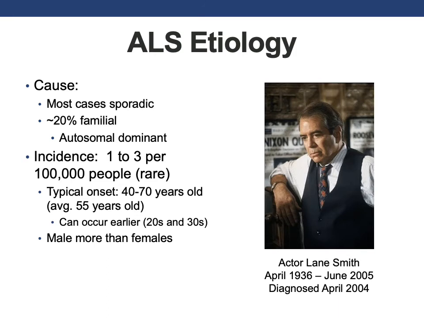ALS etiology. Most cases of amyotrophic lateral sclerosis are sporadic, and only about 20% have a familial autosomal dominant link. ALS is considered rare, affecting only 1 to 3 people per 100,000. The typical age of onset is 40 to 70 years old. However, as with most conditions we cover, ALS can manifest earlier in the ages of 20 to 30. Statistics show that ALS affects more males than females.